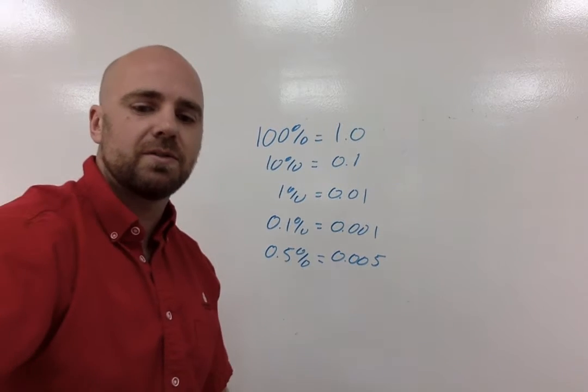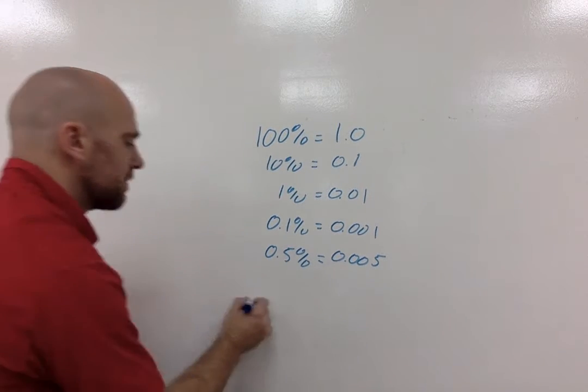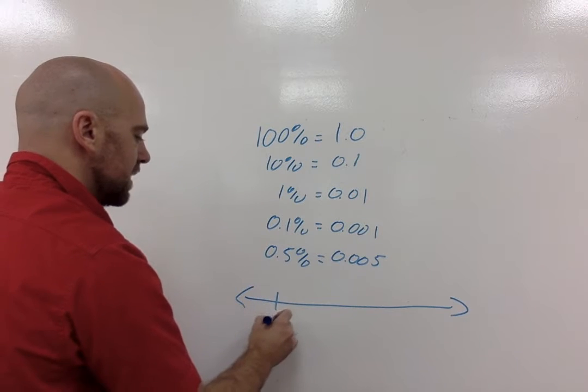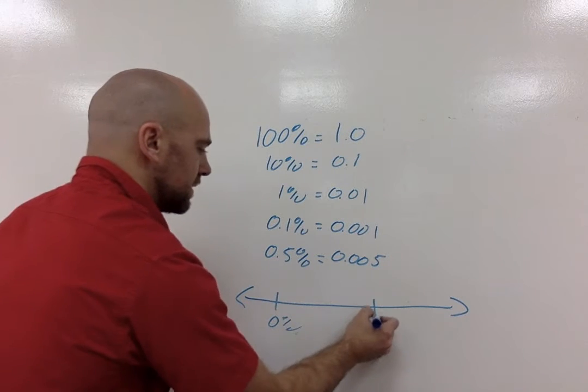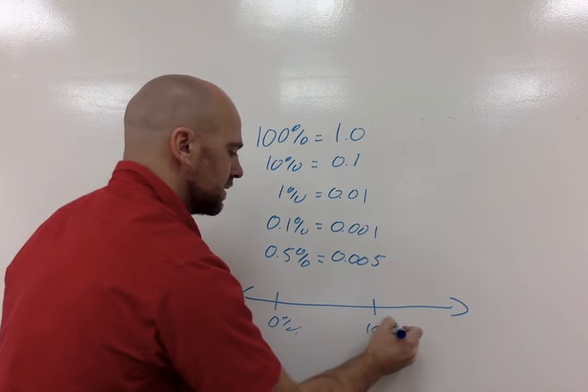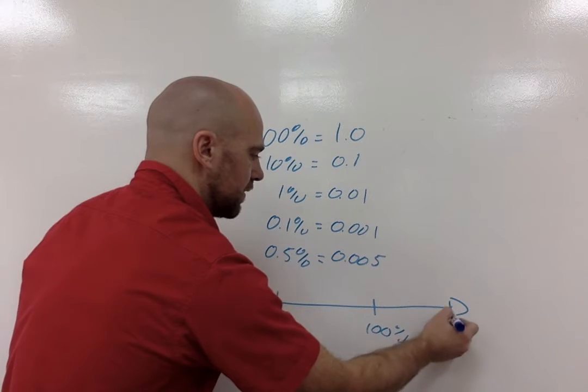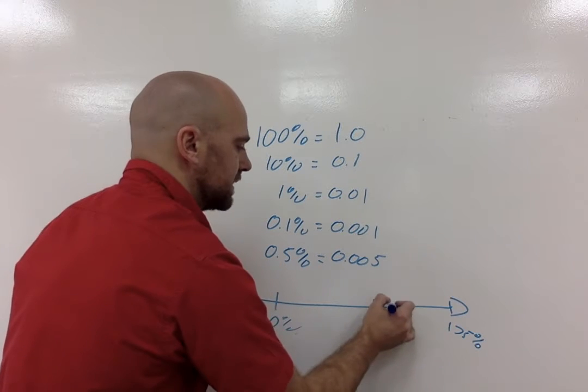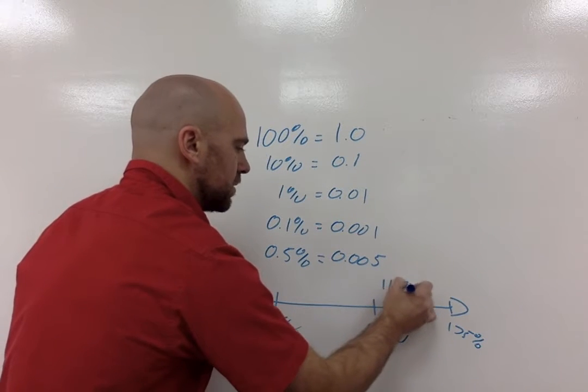If I was to demonstrate it on a number line, let's say this is 0%, and let's say this is 100%. Then over here we've got 175 or something. So 110% would be there.